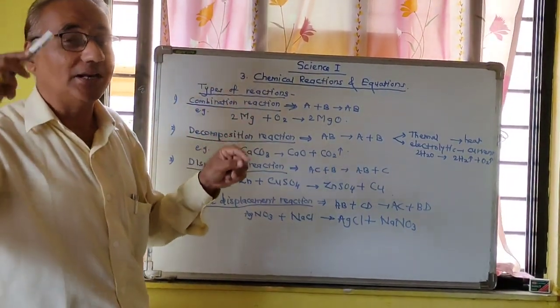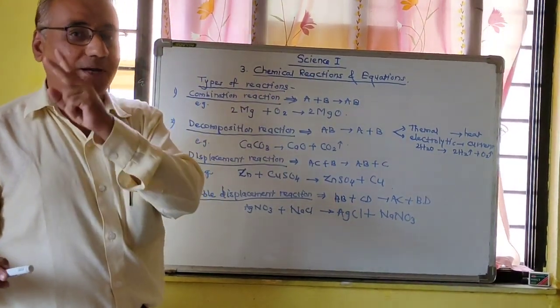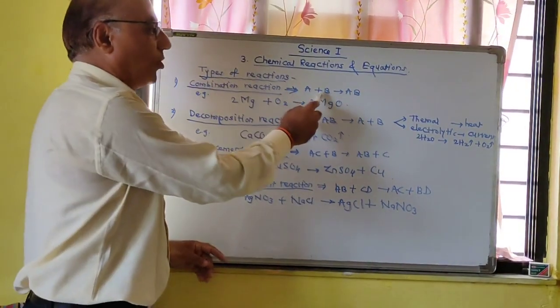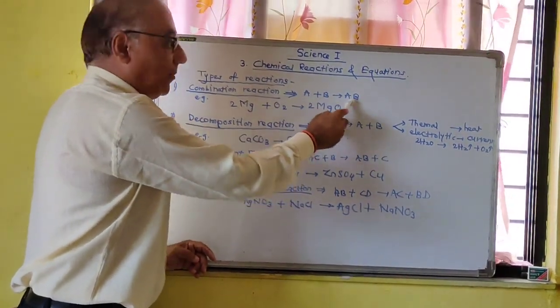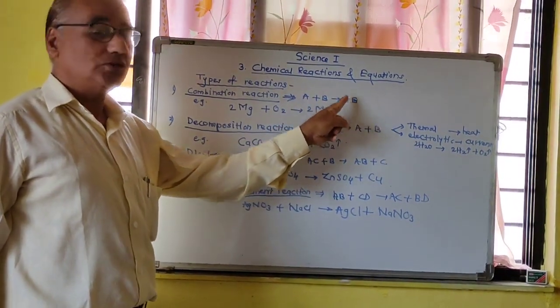Mathematically we can represent this reaction as follows. Suppose A and B are two reactants. If they are combined together, there is a formation of a single product AB, which is written on the blackboard. A plus B gives AB.